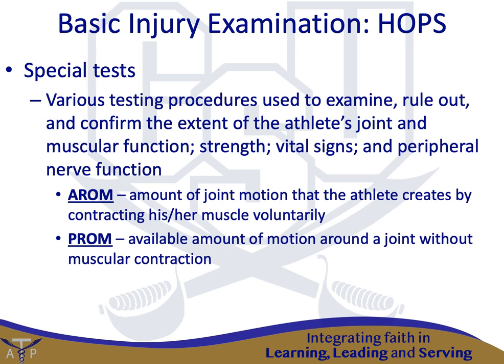Active range of motion is the range of motion around a joint that the athlete creates by contracting his or her muscle voluntarily. When we see this, if there's pain as they're going through active range of motion, this typically indicates that they're having some sort of muscular injury, because as the muscle contracts, they're having this pain.